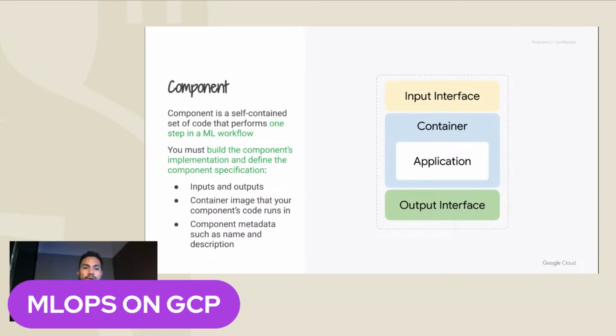So we are going to start diving into some code pretty soon, but first we need to go over some high-level Vertex Pipelines concepts, right? The first one is a component. This is a self-contained set of code that performs one task in the ML workflow. The component runs in its own isolated container, and it also uses different specifications to specify inputs and outputs, right?